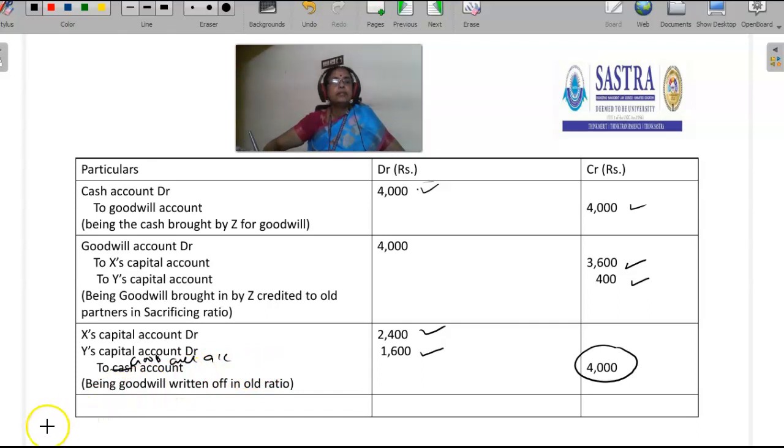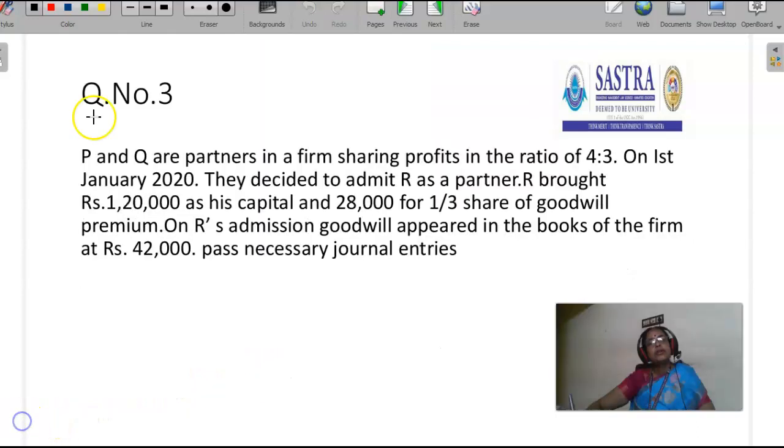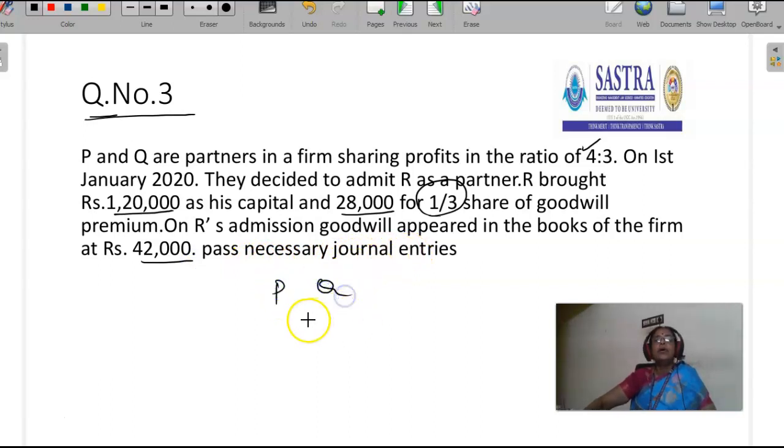Okay, then next one. Question number 3. P and Q are partners in a firm sharing profit in the ratio of 4:3. On 1st January 2020, they decided to admit R as a partner. R brought rupees 1,20,000 as his capital and 28,000 for 1/3 share of goodwill premium. On R's admission, goodwill appeared in the books of the firm at rupees 42,000. Pass necessary journal entry. P and Q are the old partners.